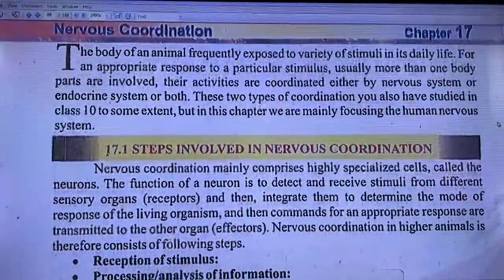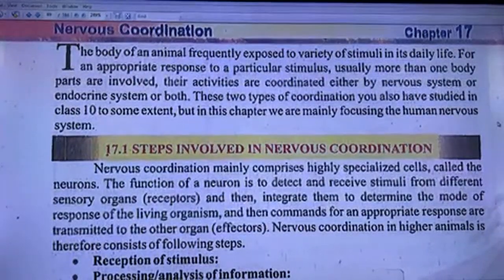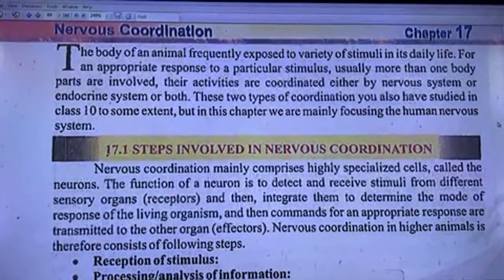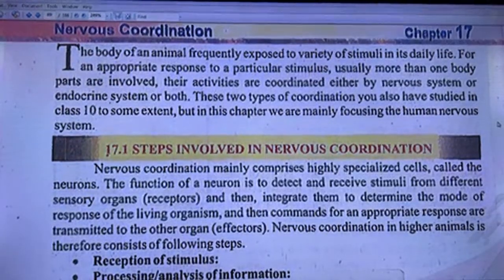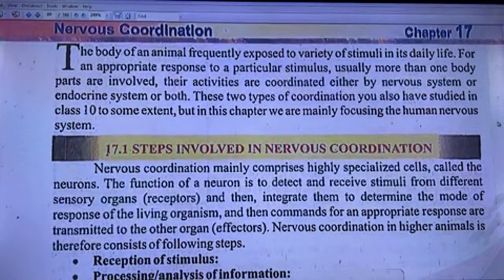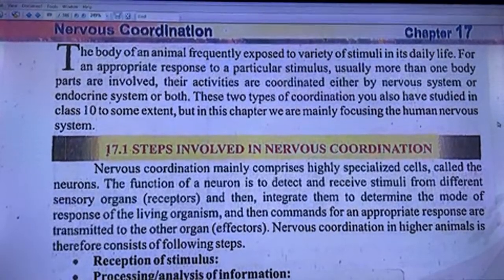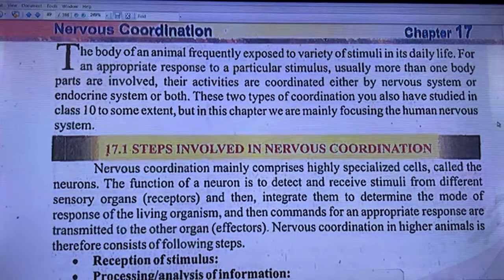Nervous coordination. The body of an animal is frequently exposed to a variety of stimuli in its daily life. For an appropriate response to a particular stimulus, usually more than one body part is involved. Their activities are coordinated either by the nervous system or the endocrine system or both. These two types of coordination you have also studied in previous classes.